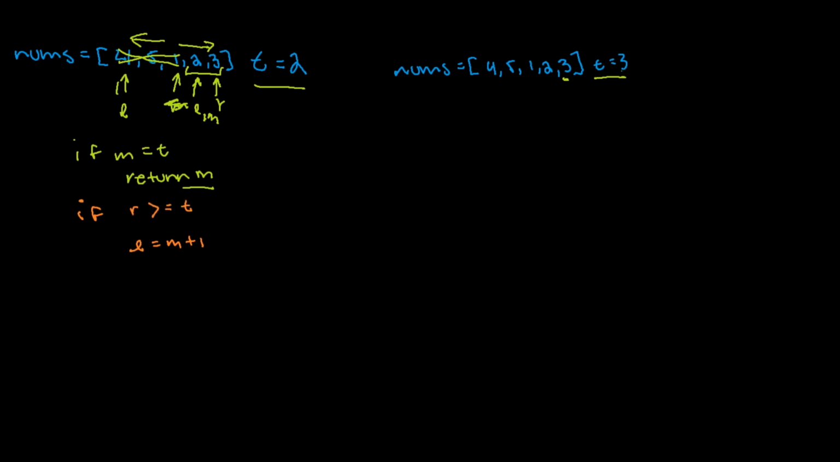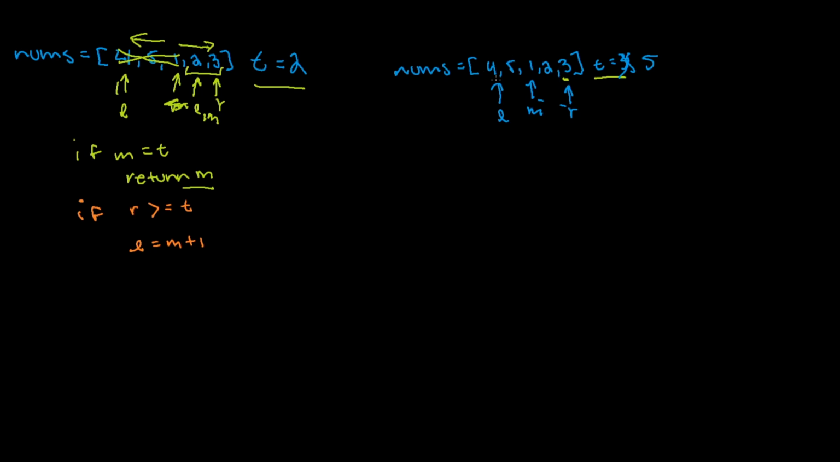Now that we have that condition settled, let's see if changing the target would give us some different conditions. So instead of looking for 3, let's look for 5. So again, we're going to set up our mid pointer, our right pointer, and our left pointer. So is m equal to t? No. So now we just check if the right pointer is pointing to a number that is greater than or equal to t, then we move our left pointer. And we can see that is not the case because 3 is less than 5.